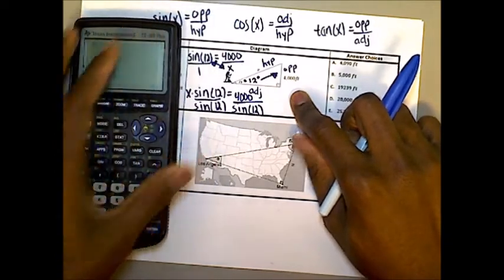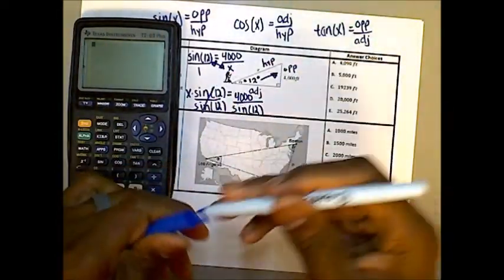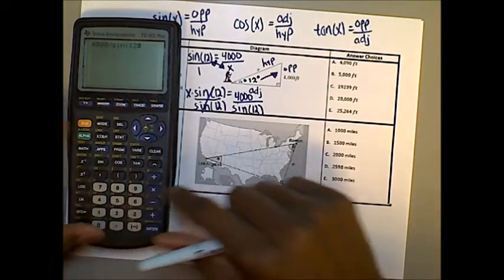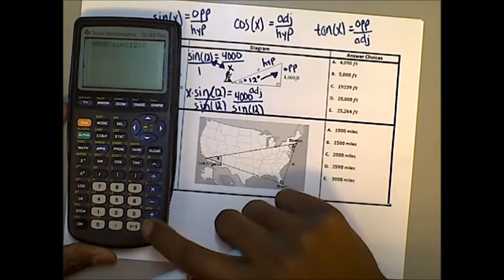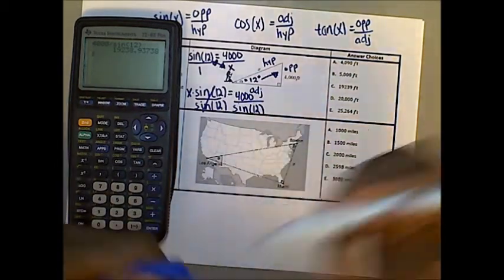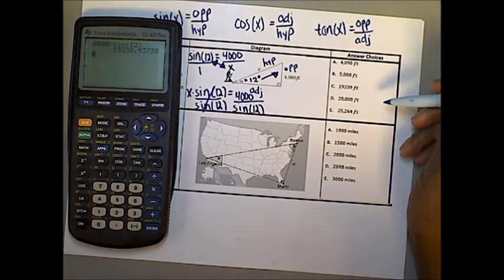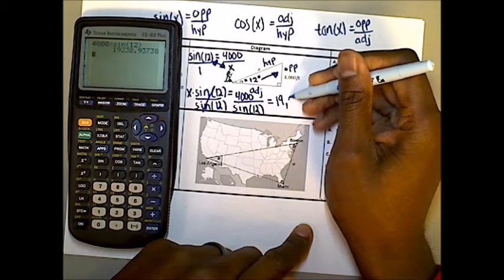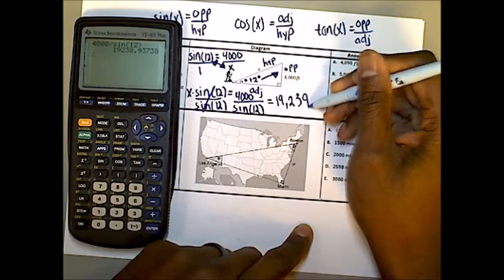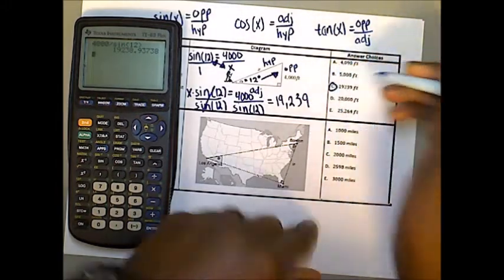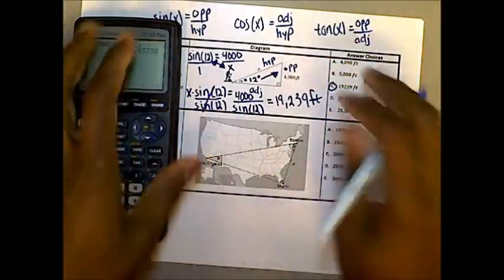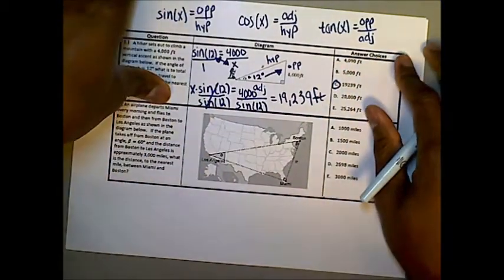Now I'm going to put this in the calculator. So 4,000 divided by the sine of 12. Close those parentheses. And I got 19,238.93. So x is equal to 19,239. I'm just going to go ahead and round off. And that's answer letter C. So that's example number 1 of a little more application. Let's take a look at example number 2.